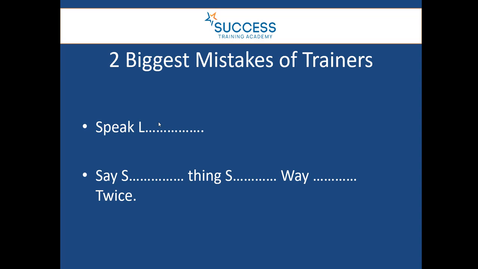The second mistake that sometimes trainers make is that they say the same thing the same way twice. What I mean by that is if a student has put up their hand and asked a question and the trainer has explained it and the student still doesn't understand it, it's really a sign that the message and how it's been presented is the issue itself.